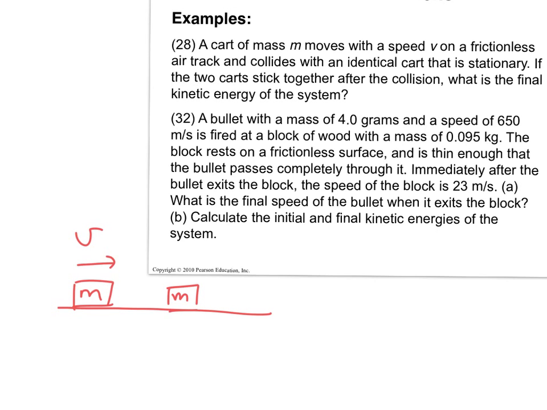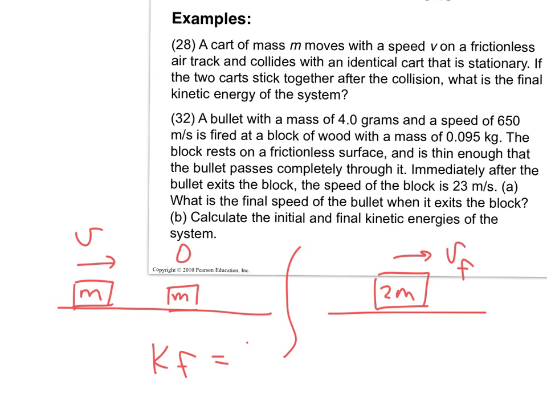This one moves with speed v to the right, and this one has zero initial velocity. After the collision, they stick together, and you have some final velocity. Question, what is the final kinetic energy? Well, if I want to find the final kinetic energy, I have to find the final velocity, because the final kinetic energy is 1/2 times the mass, which is 2m, times v final squared. K final is 1/2 (2m) v final squared. So I've got to find v final.